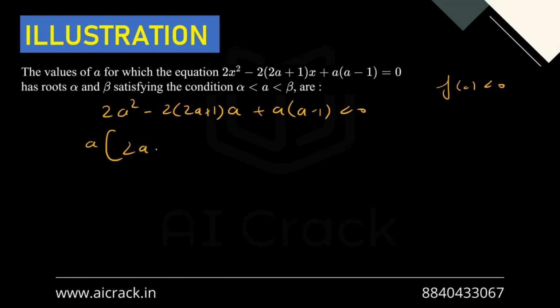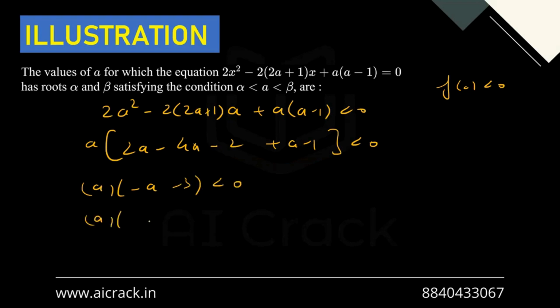We'll be getting a(2a − 4a − 2 + a − 1) < 0. So this becomes a times (−a − 3) < 0. Basically what we have got is a(a + 3) is positive. That gives us the range of a as a belongs to (−∞, −3) ∪ (0, ∞).